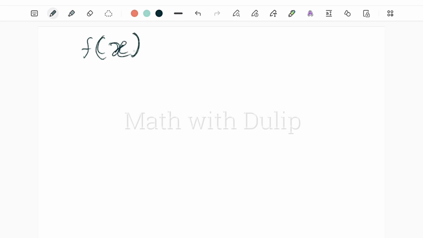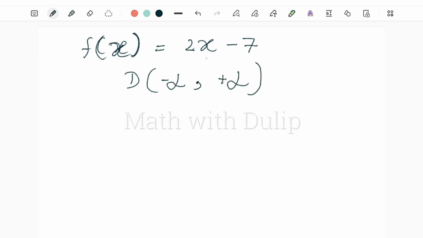Right now, look at this f(x). We can call this f(x) = 2x - 7. This is a linear function. Always remember the domain of a linear function is negative infinity to positive infinity. These are the domain values. When we put any value into x, you get f(x). You can put any values in x, from 0 to negative infinity and 0 to positive infinity.